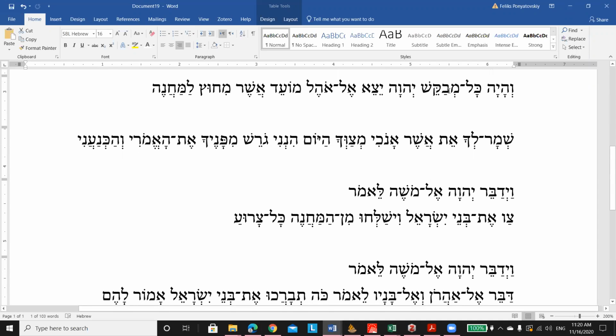Okay, bikesh is to seek. Ohel, do you know ohel? You are supposed to know this word. It's a tent. Okay, ohel moed, a tent of meeting, tabernacle of meeting. Do you know this one? Hutz? Outside. Yes. And mahane?